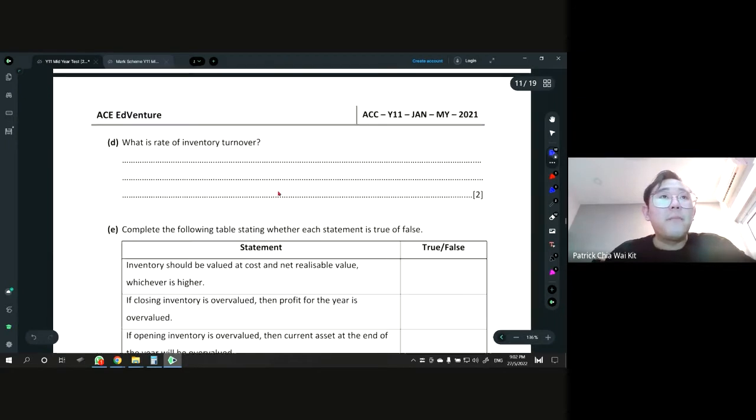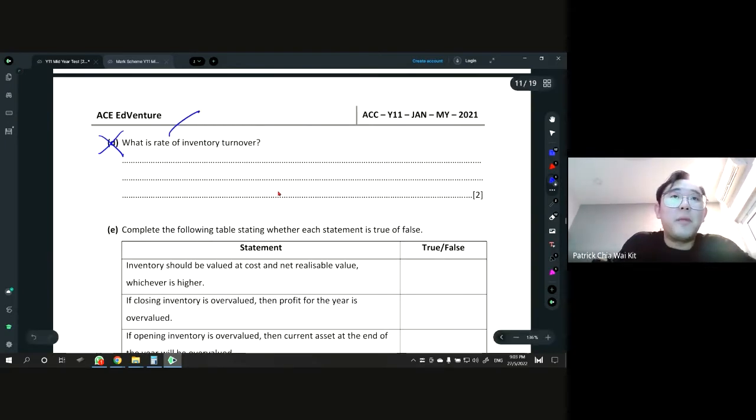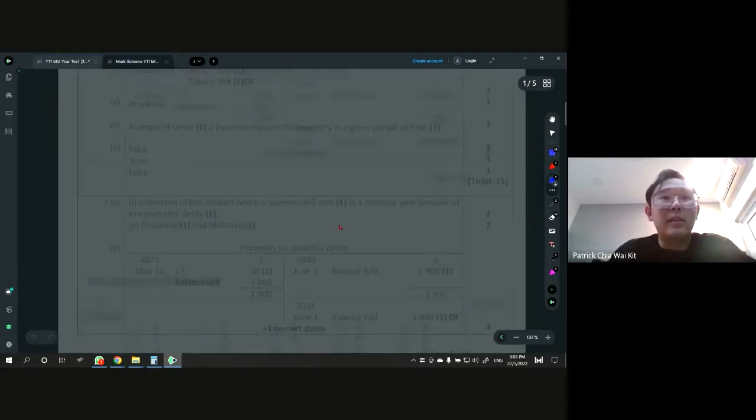Next one, what is rate of inventory turnover? This one is part of topic 17, so it's not coming out this time. This is topic 17 under incomplete records. If you want to know the answer, technically the answer is just like this.